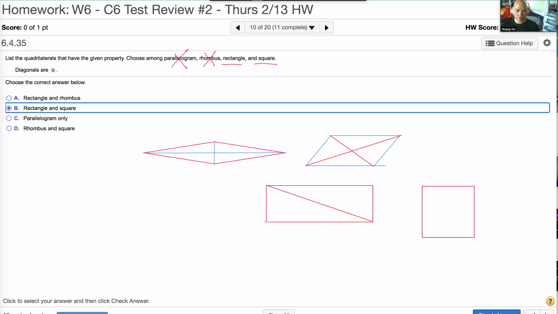Here we go. One more. Alright, so two diagonals congruent: a square.